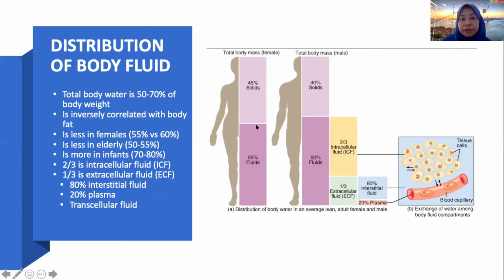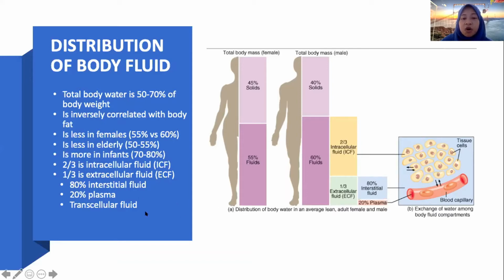You need to know that female has less body fluid compared to male. In terms of percentage, it is about 55% versus 60%. The elderly also have a lower percentage of body fluid, about 50 to 55%, but infants have more body fluid, about 70 to 80%. Therefore, you can say that the distribution of total body water is inversely proportionate to age, because the older you are, the less body water you have compared to the young.